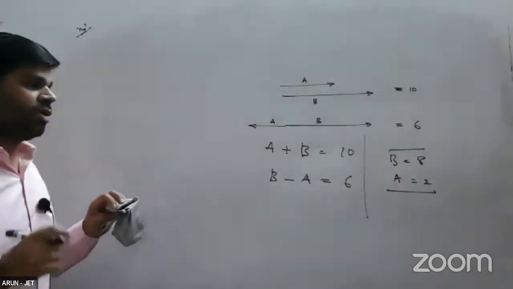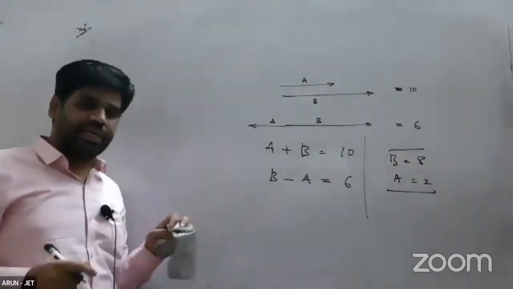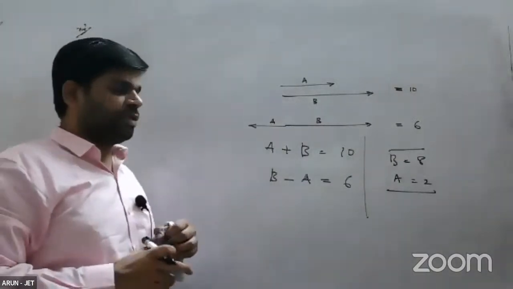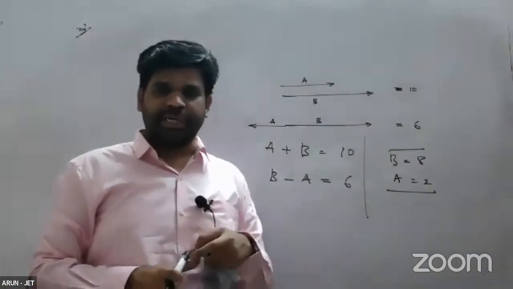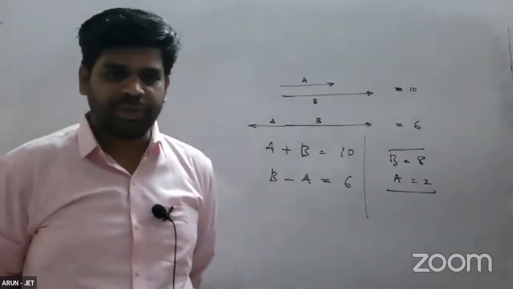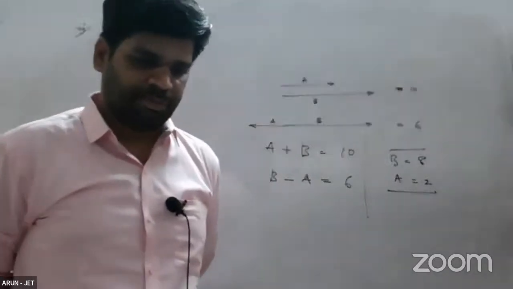The question is, what will be the resultant of these two vectors when they are at an angle of 90 degrees? What is the resultant when they are at an angle of 90 degrees? When the angle between two vectors is 90, what is the resultant?